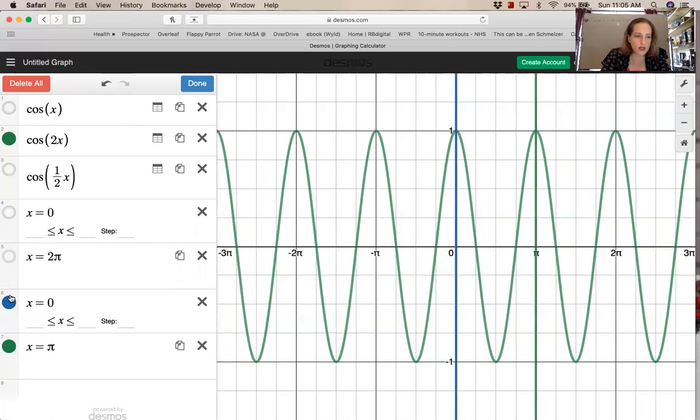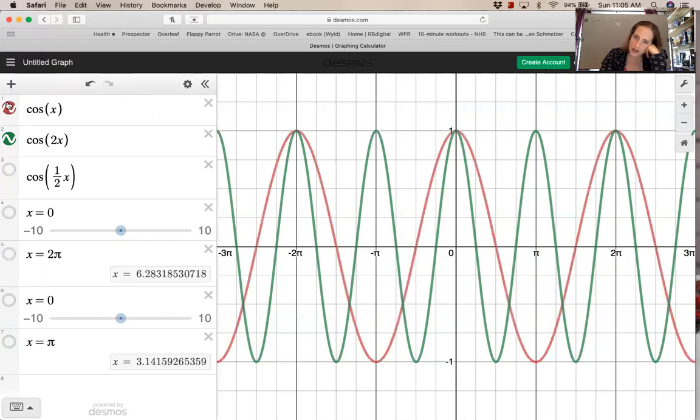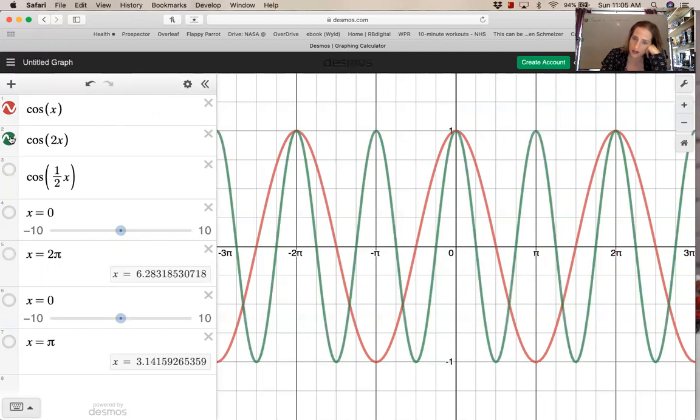Again, I'm going to make those green. So there's one period of this function. So how does that compare to one period of our original function? Well, it's a lot smaller, right? It's going to get a little confusing on there, but there's our original cosine function, period from 0 to 2 pi, and here's our cosine of 2x function. We've squished that function down, or horizontally compressed it.